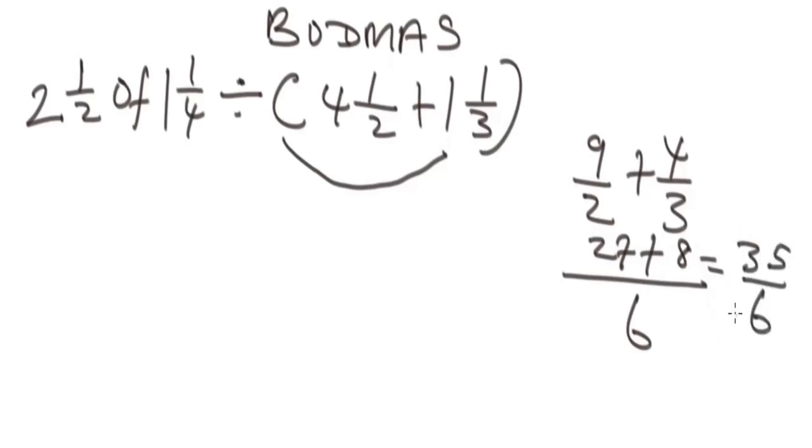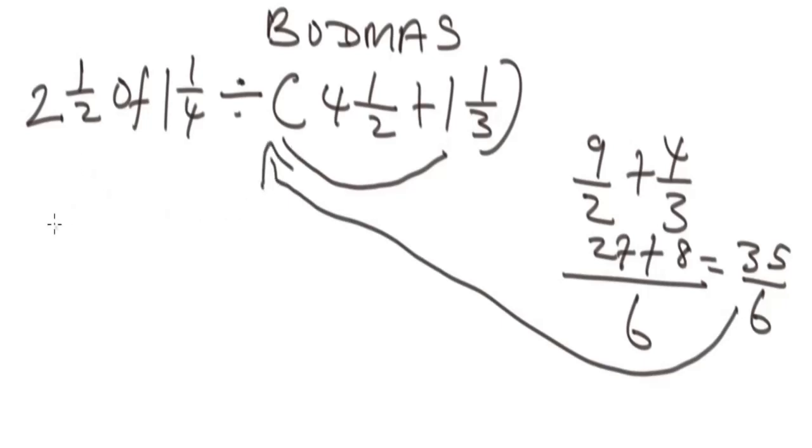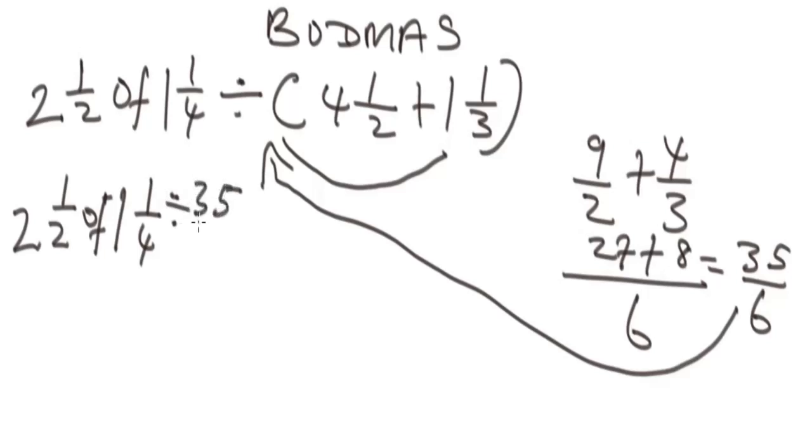So now that we have simplified this, we bring it to this side. We're going to have 2 whole number 1 over 2 of 1 whole number 1 over 4 divide 35 over 6. So after our bracket, the next we have is of. Of in mathematics simplifies to multiplication, so we're going to change it to multiplication here. Let's do it together.